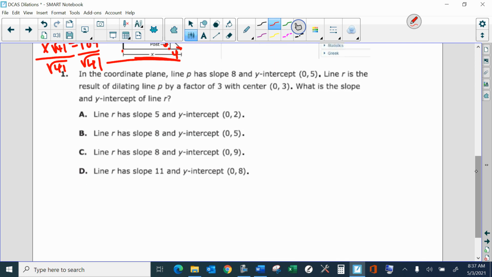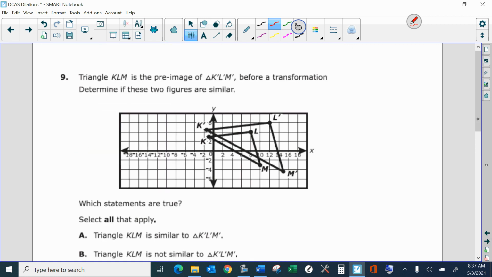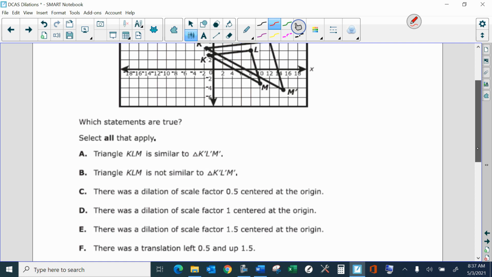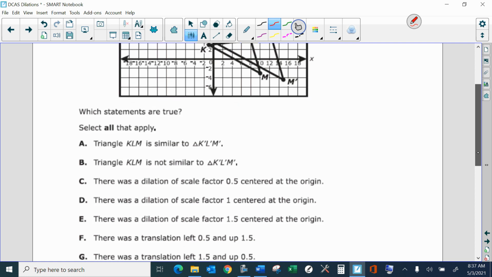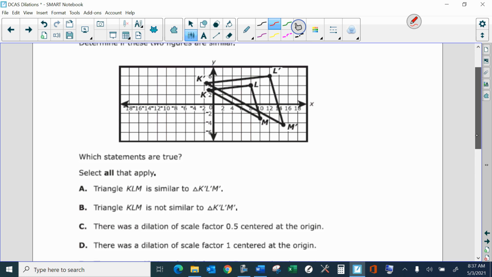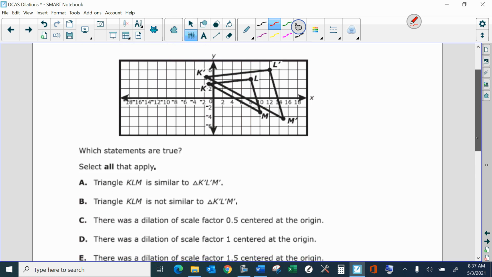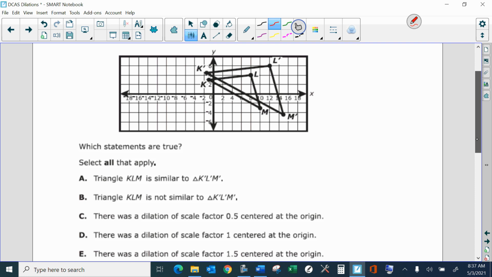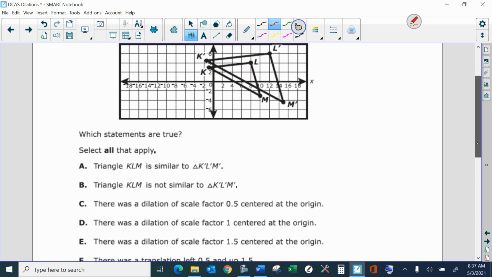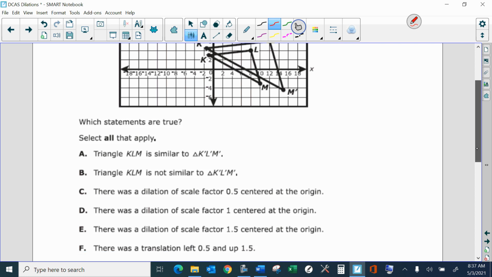Okay, in the coordinate plane. Oh, we already did this one. Let's see, same slope. Oh, so the figure is similar to KLM. That looks like it is. Okay, looks like it's going to be similar.